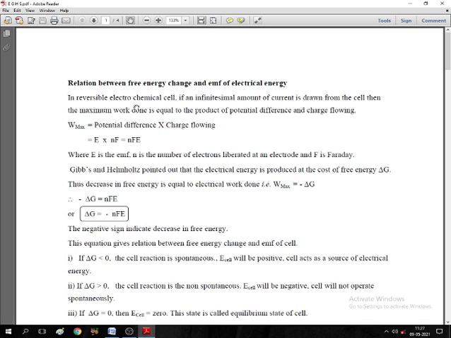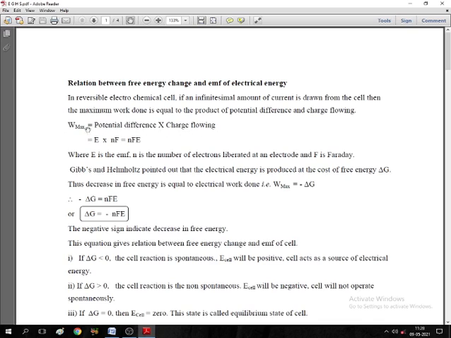In a reversible electrochemical cell, if an infinitesimal amount of current, meaning a small amount of current, is drawn from the cell, then the maximum work done is equal to the product of potential difference and the charge flowing. That work done during the process of drawing current from a reversible cell is given by the product of potential difference into charge flowing.